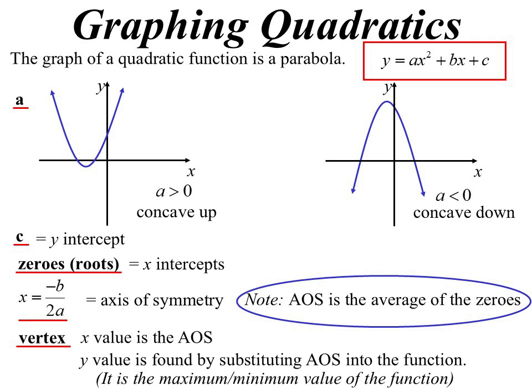And the vertex, of course, is quite important if we're solving problems with quadratics, because we know it's going to be the maximum or the minimum value depending on whether it's concave up or concave down. Let's graph this one then: x squared plus 8x plus 12.